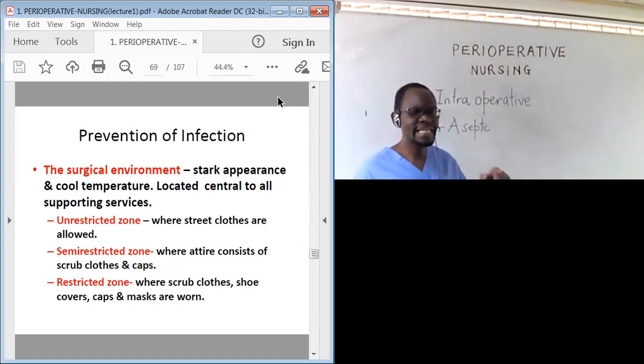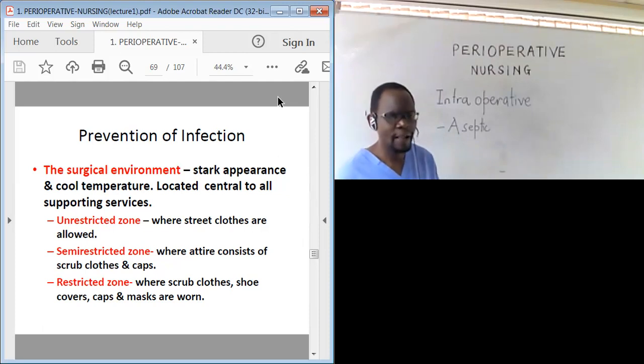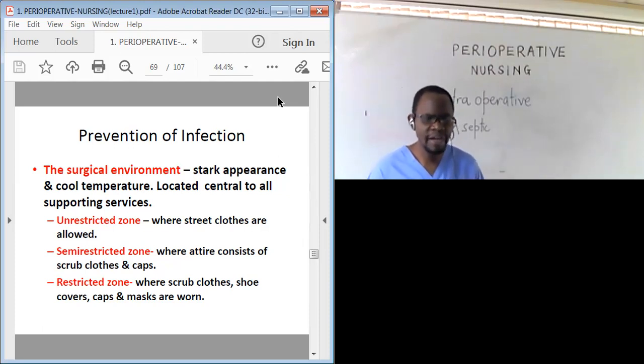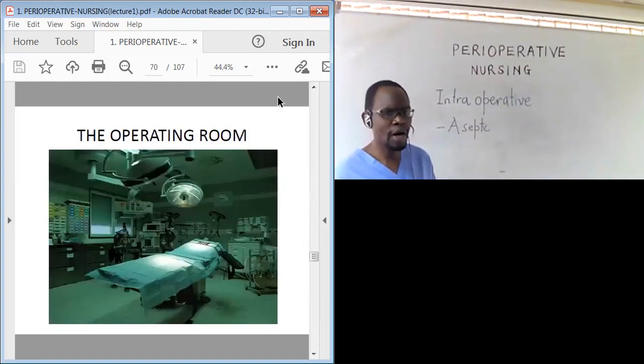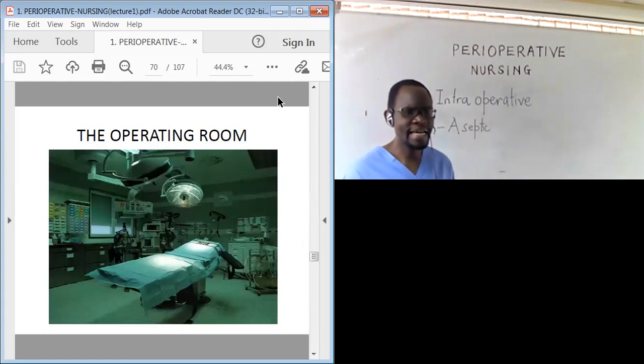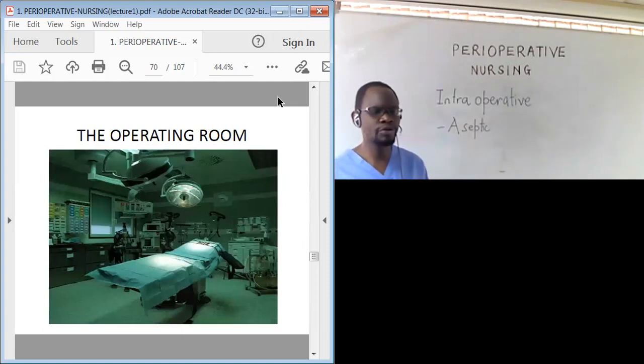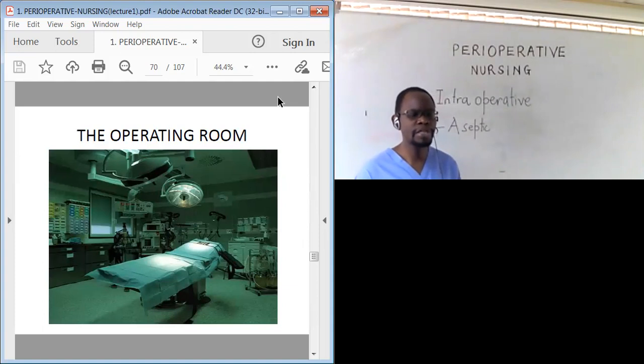So it is the role of nurses to ensure that infection is prevented, because if infection is not prevented, then our patients might end up with post-operative sepsis, which we do not want for our patients. So that's a picture of an operating room, a classical picture of an operating room, which we have in most of our hospitals and healthcare facilities.